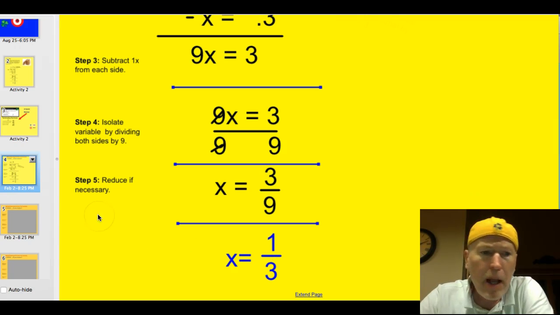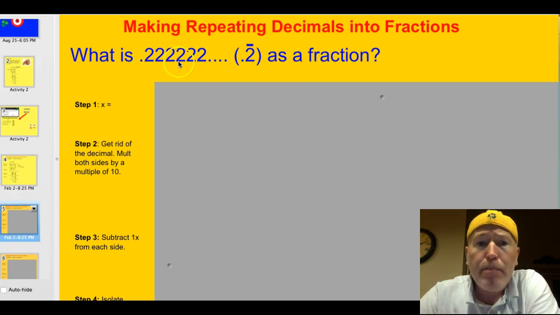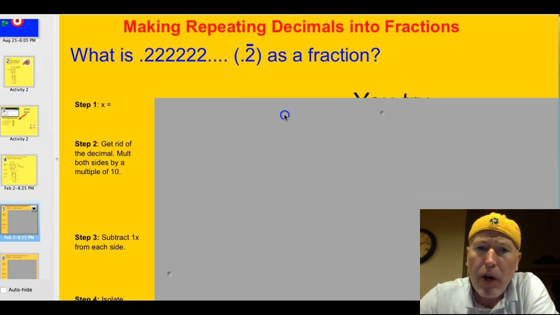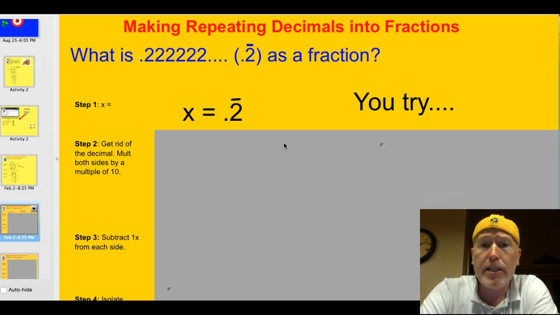All right, I'm going to have you try one here. What is 0.222222, or what is 0.2 repeating, as a fraction? I'm going to help you out here. Don't forget to start off by saying that x is equal to 0.2 repeating. You go ahead and pause and try this.